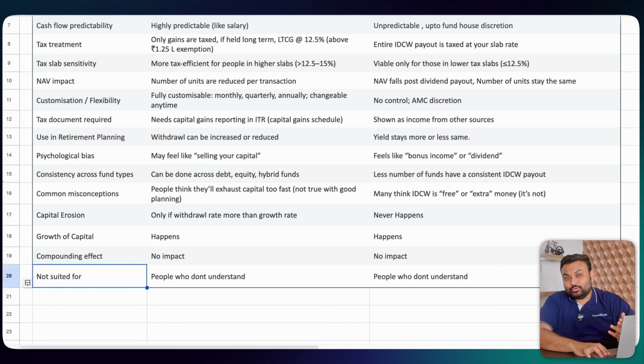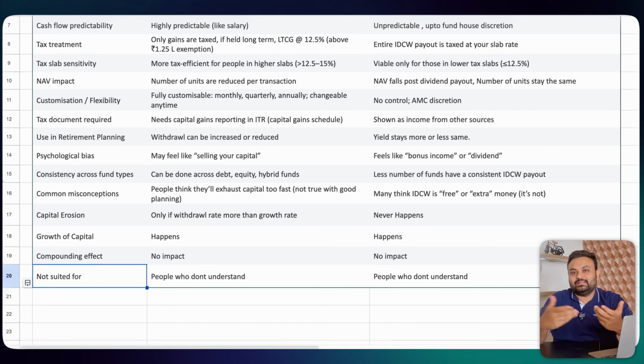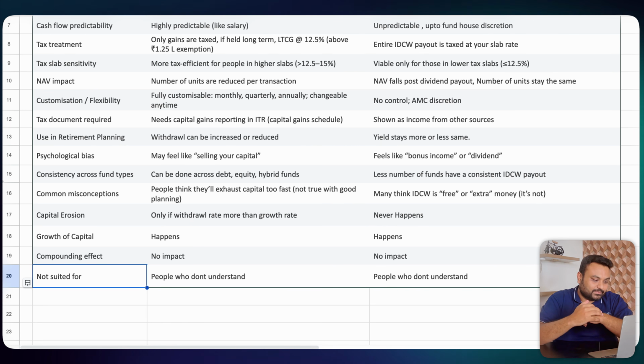Who is SWP not suited for and who is IDCW not suited for? People who don't understand SWP, don't do SWP, and people who don't understand IDCW, please don't do IDCW. If you don't understand these structures, don't just follow advice online and get started with whatever you see, right? So, this was the broader comparison.